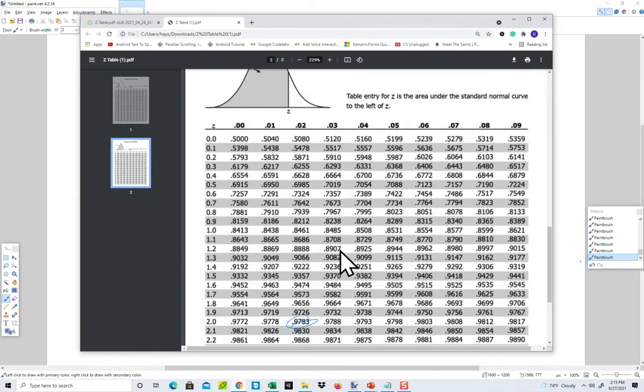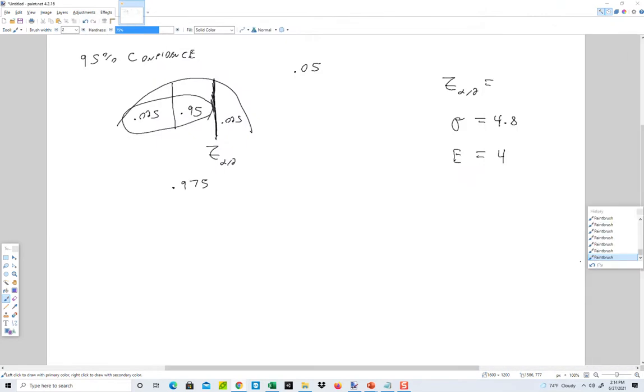Now we look in the middle here. Before, we used the top and the side, but here we look for the value in the middle. And in some cases you won't find the exact value. Go with whichever one's closest. So 0.975 is right here. And you come over here, that's 1.9. And if we come up, that gives me 0.06 from the hundredths place. So it'd be 1.96. Now, let me go ahead and write that down. 1.96.